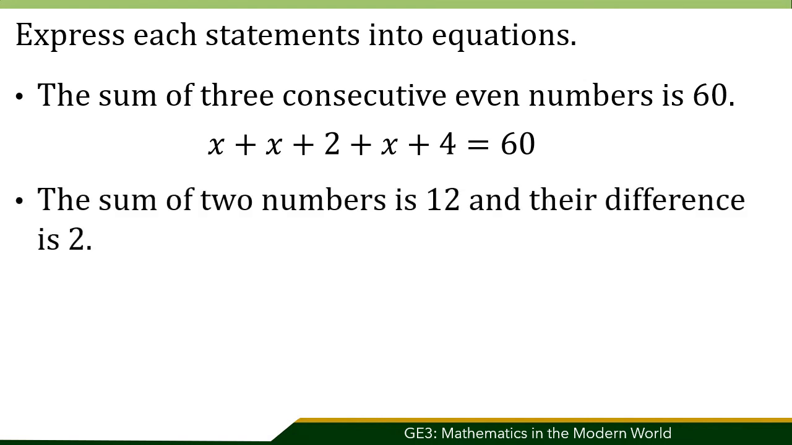Then the sum of two numbers is 12 and their difference is 2. So analyze the statement. Based on our statement, we could have two equations. First, the sum of two numbers is 12. x plus y equals 12. The sum of two numbers is 12 and their difference is 2. So x minus y equals 2.